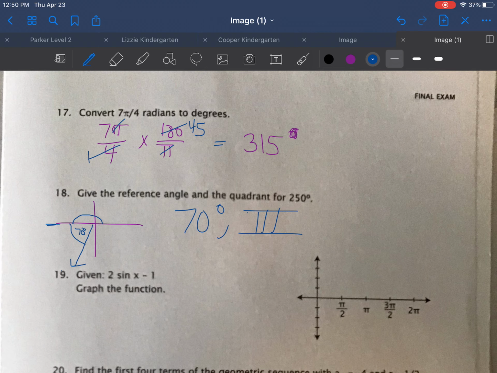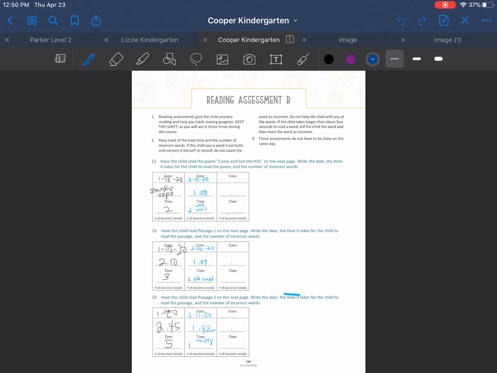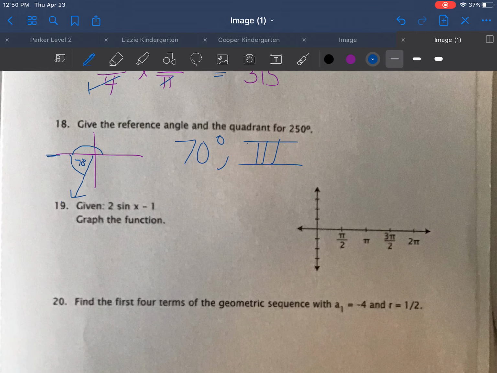Number 19, we're going to graph this one. Here comes the graphing again. I'm going to give you another graphing one at this point. I forgot about that earlier. Oops. Oh, no, look, now you can do kindergarten. Hold the phone. There we go.